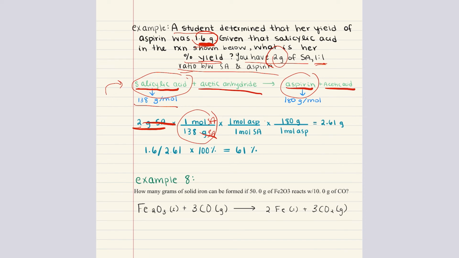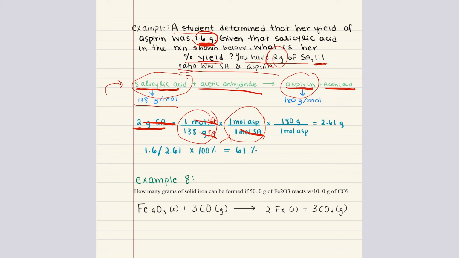Next step is to use a mole-to-mole ratio to convert from salicylic acid to aspirin, because ultimately we want to get the theoretical yield of aspirin. And we were told that there is a 1-to-1 ratio between salicylic acid and aspirin. So that's our mole-to-mole ratio. 1 mole salicylic acid to 1 mole aspirin. These units cancel. Now we have moles of aspirin.